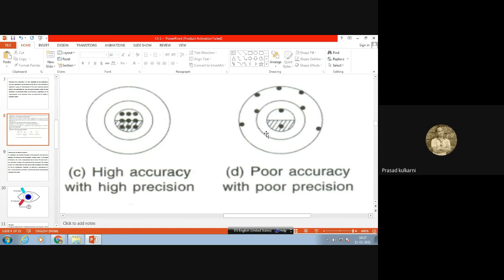Then you can see diagram D, poor accuracy with poor precision. यहाँ पर क्या हो रहा है कि बुलेट यहाँ पर हिट की है, यहाँ पर आपने बुलेट हिट किया है, यहाँ पर भी हिट किया है, यहाँ पर, फिर यहाँ पर है, यहाँ पर है. So we could not even maintain the accuracy, and we could not even maintain the repeatability of that accuracy. हमने accuracy भी maintain नहीं किया है और वो accuracy का जो repetition है वो भी नहीं maintain किया है. So we cannot call this condition good for measurement.